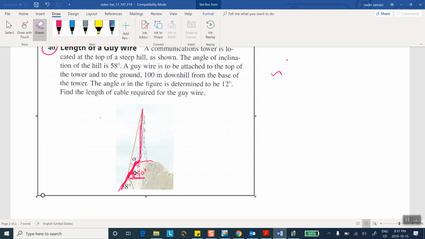Let me clean this. My guess is that the 100 meters is this height. So we have a right triangle here. This angle is 58 degrees. This is 100 meters. So what we can do is to find that length. This is the hypotenuse. So this hypotenuse, I'll call it h. H equal to 100 meters, of course, divided by sine of 58 degrees. So we're going to get this length. Let's do that. 100 divided by sine of 58.